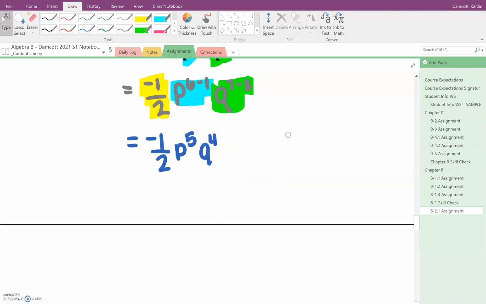So you could write it like this. Another correct way of writing this would be if you just had negative p to the 5th, q to the 4th over 2. That would be acceptable as well. But either would be fine.